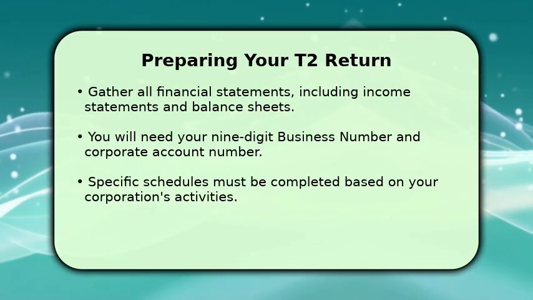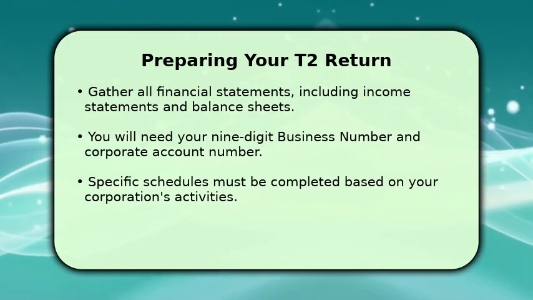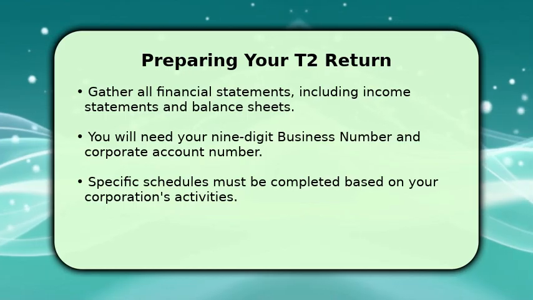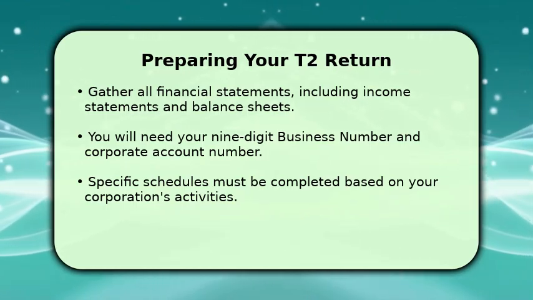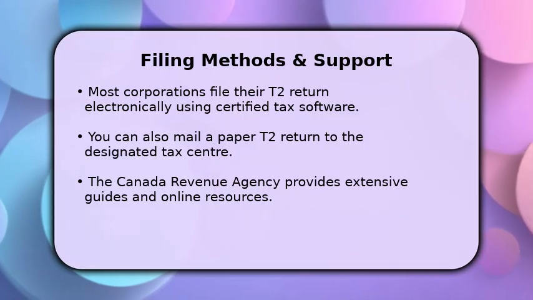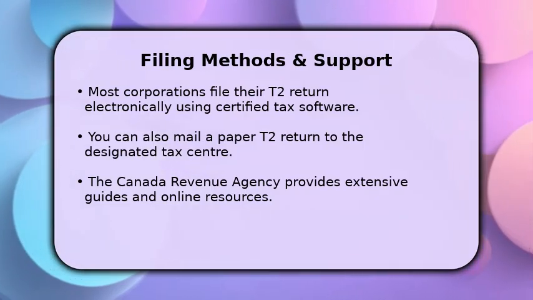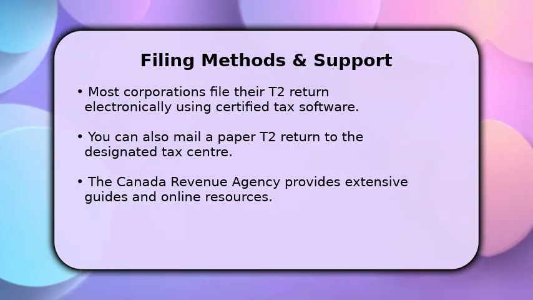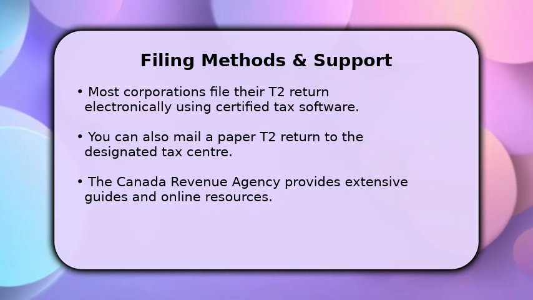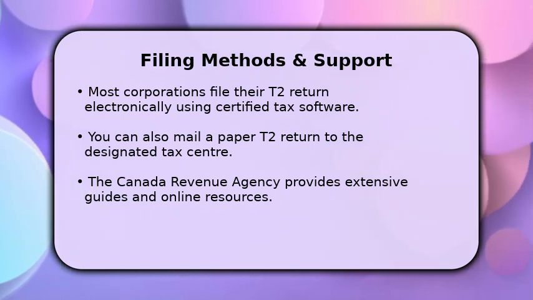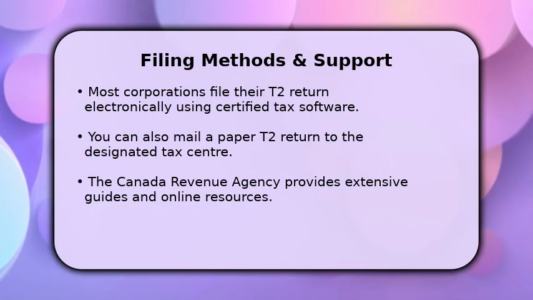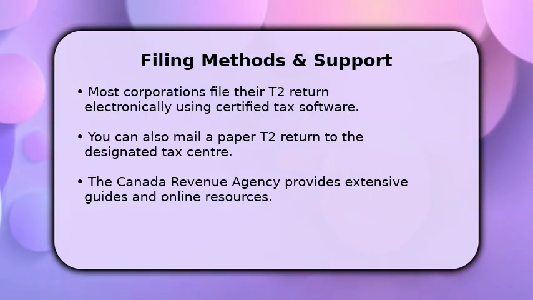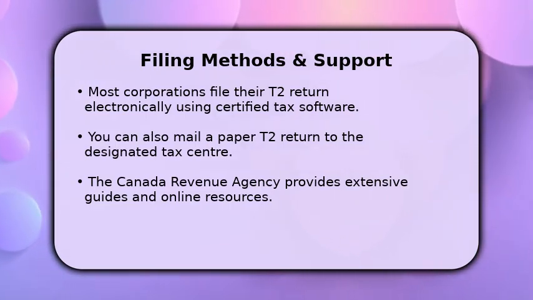Depending on your corporation's specific activities, you may also need to complete various additional schedules to accompany your main T2 form. When it comes to filing your T2 return, most corporations opt for electronic filing using certified tax software, which is efficient and often preferred. However, you still have the option to mail a paper return to the appropriate tax center if that suits your preference. Remember, the Canada Revenue Agency offers a wealth of information, including detailed guides and online resources, to help you navigate the corporate tax filing process smoothly.